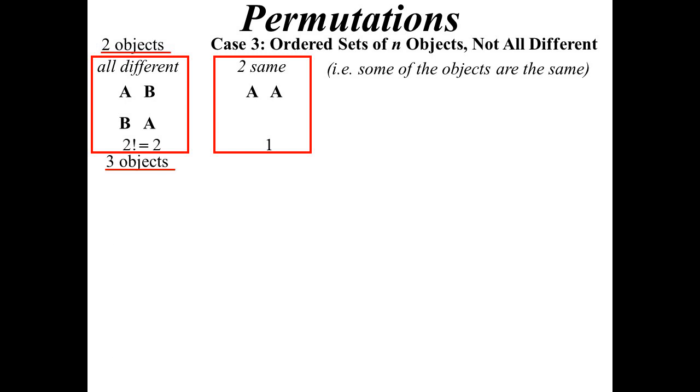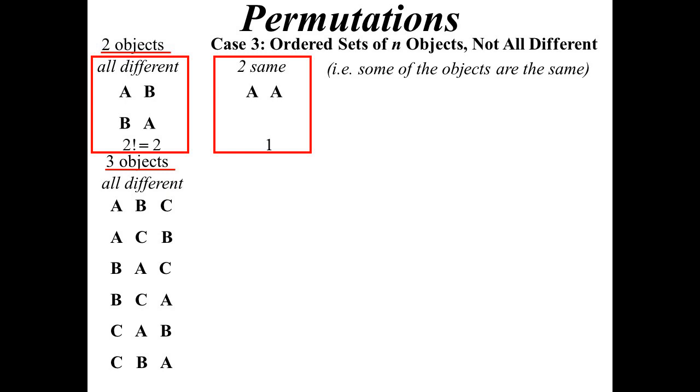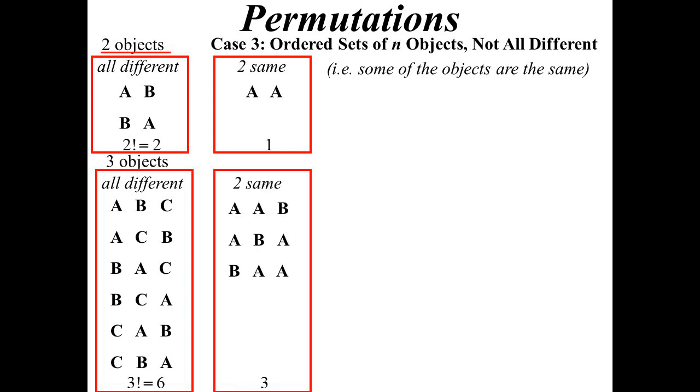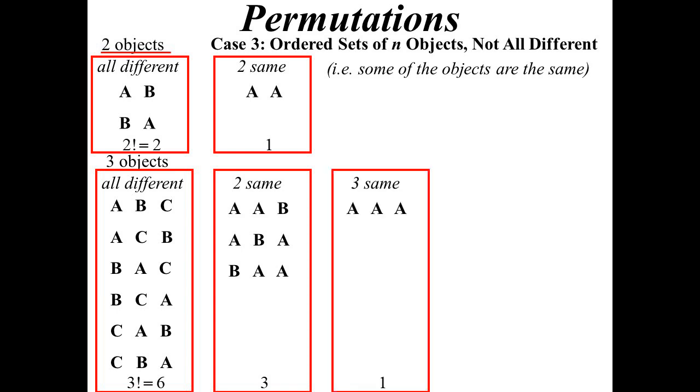3 objects, all different. There they are, 6 different possibilities, or more to the point, 3 factorial. What would happen if 2 of those were the same? All of a sudden we now have 3. So we've gone from 6 to 3. When it was 2 objects, we went from 2 to 1. So it looks like it's not subtraction, quite possibly it's division. If 3 are the same, well, now we've got one case. So we went from 6 to 3 to 1. So what's going on here? Divided by 2, divided by 3.